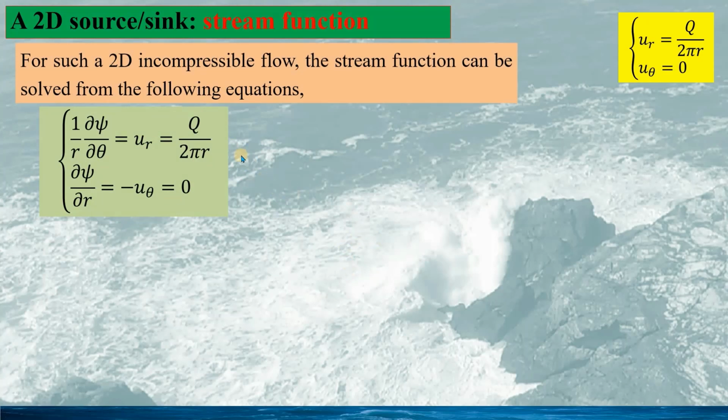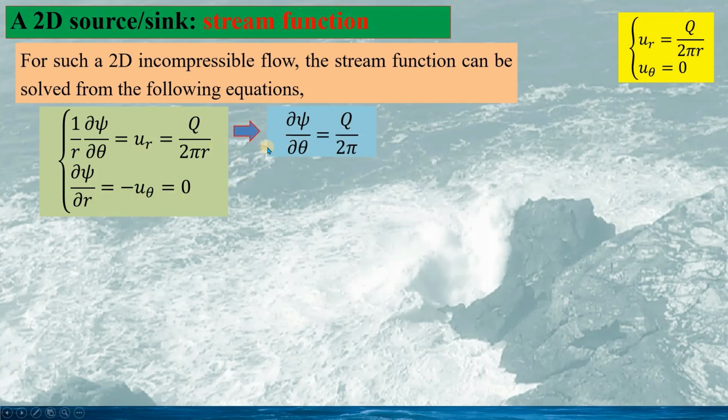Now in this slide, we will build the equations for solving the stream function. Since we already know from the potential function, we have the velocity components ur and u theta. Accordingly, if we have the stream function psi, then we can use the velocity components to build the partial differential equations for psi, given as this and this.